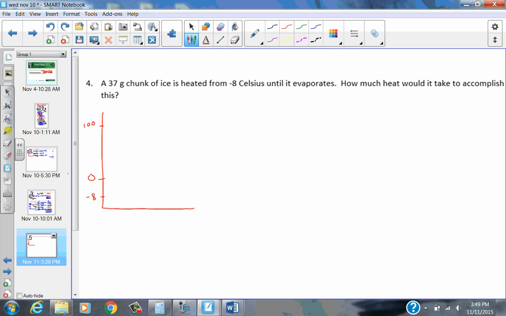There's going to be something happening right there. So you're going to warm it up, and then it's going to melt. When it finally melts, it's going to warm up to 100, and then it's going to evaporate. And that's it. This is a tricky one too. This is a 1, 2, 3, 4 step problem. That means that I can take my 37 grams and write it 4 times.